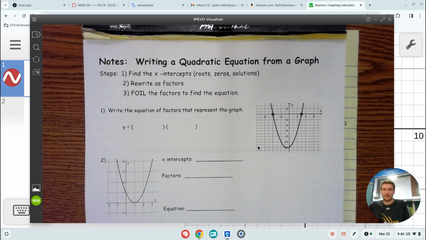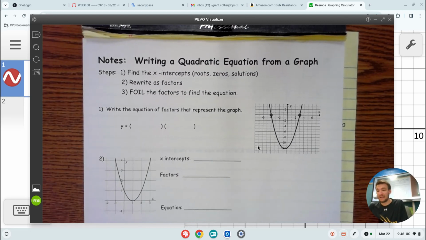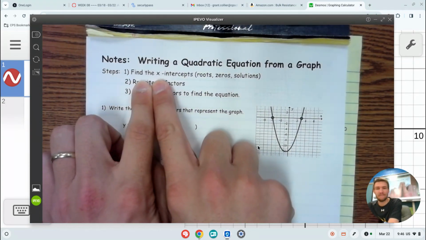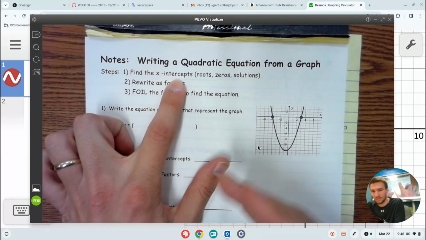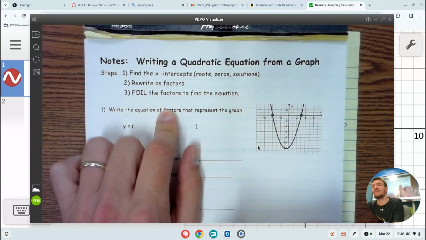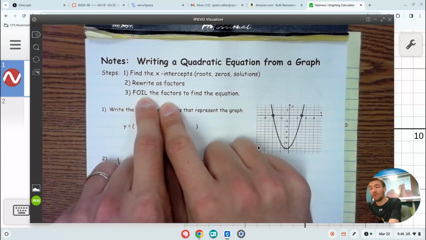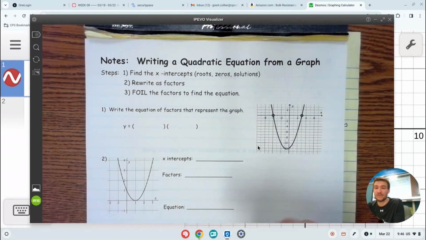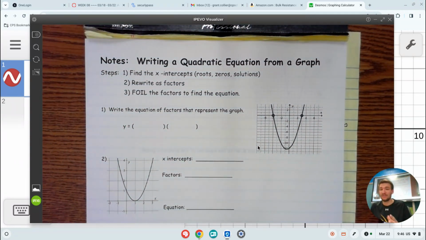All right, welcome back. We're going to talk about writing a quadratic equation from a graph. Now, the steps are to find the x-intercepts, we know how to do that; to rewrite as factors, we know how to do that; and to FOIL, we know how to do that. So theoretically, everything we're going to do today is a review. Everything we're going to do today is something that we have done before.